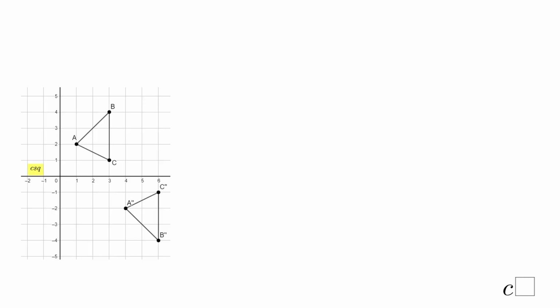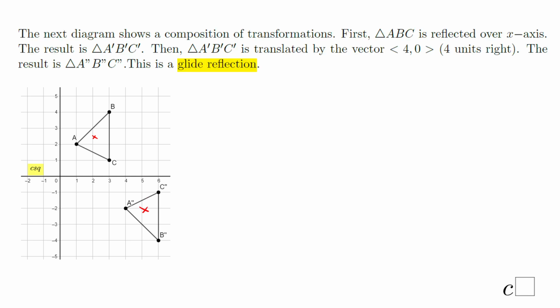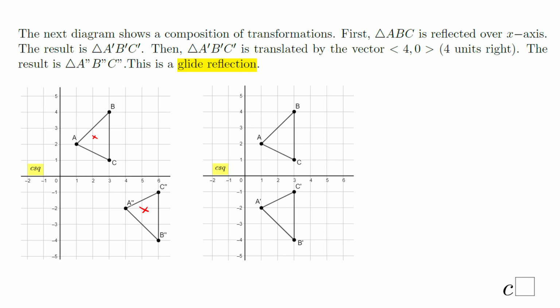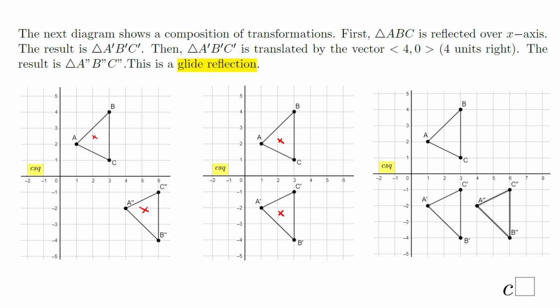Okay, another example right here. There is no way to do just a translation, just a rotation, or just a reflection to go from here to here. We have to do at least two. And this is a special one. This is called a glide reflection. Like in this case, you will notice first I reflected ABC over the x-axis right here, and then I translate it by a vector 4 and 0 and get this one. Okay, this is what we call glide reflection.